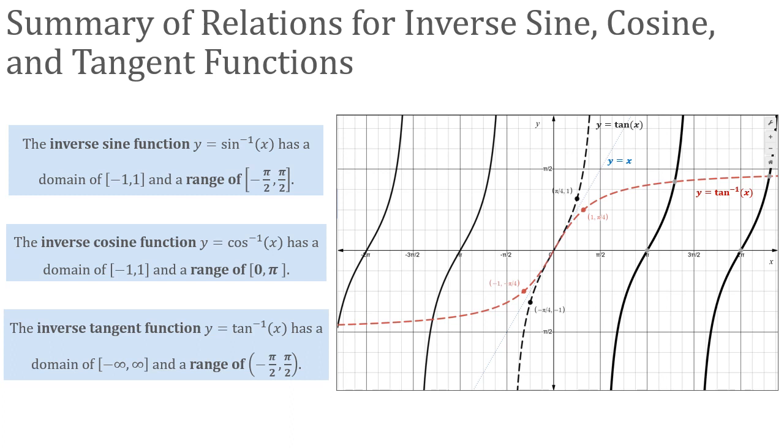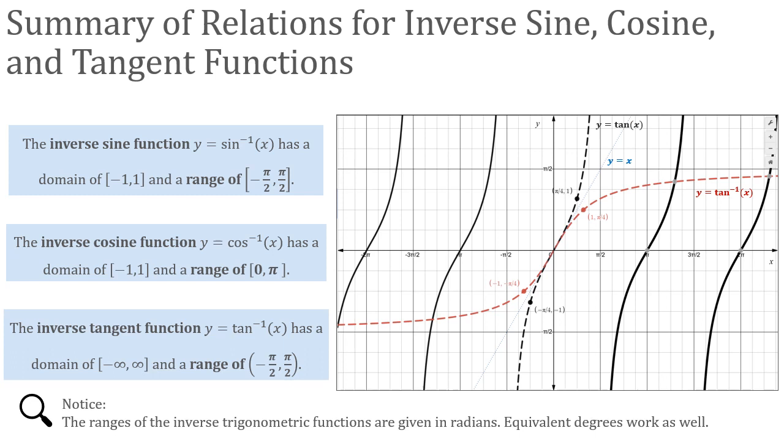For the tangent function, in black we see the tangent function, and inverse tangent of x has a domain of all real numbers, and it has a range only for those outputs of -π/2 to π/2, not including -π/2 and +π/2 because of the vertical asymptotes.